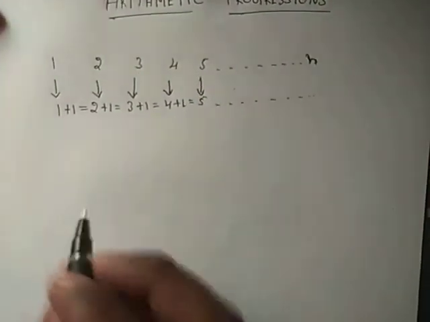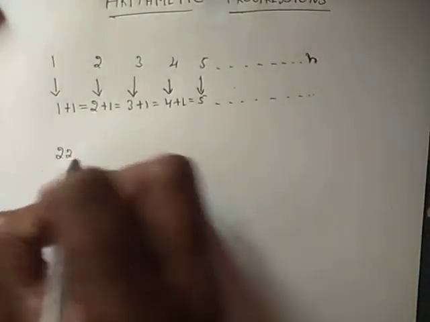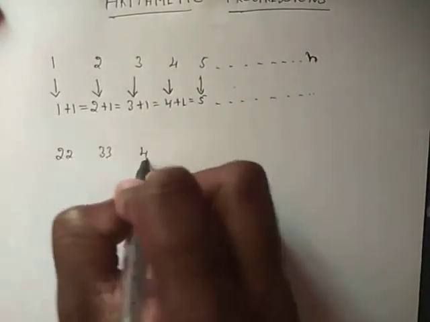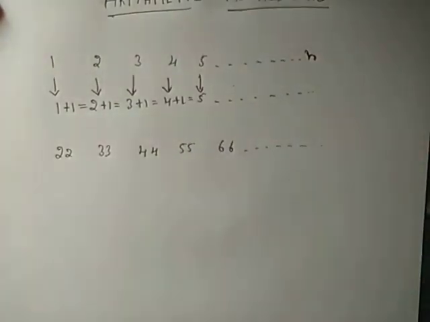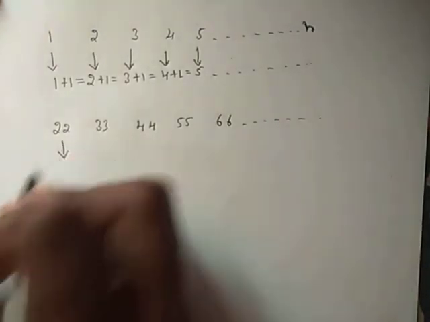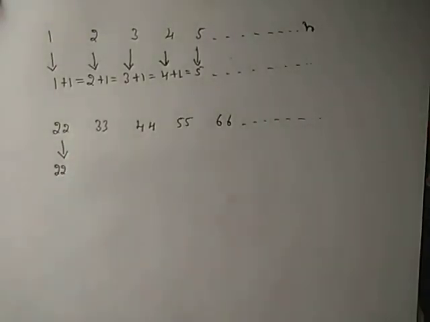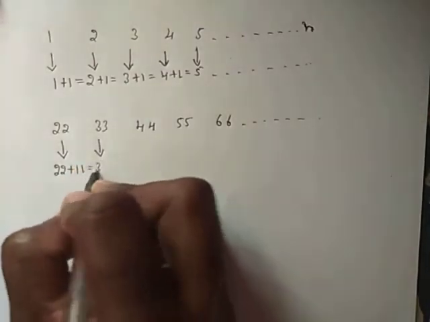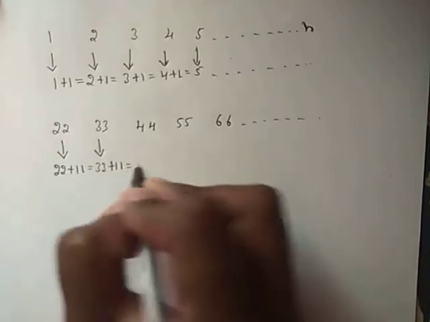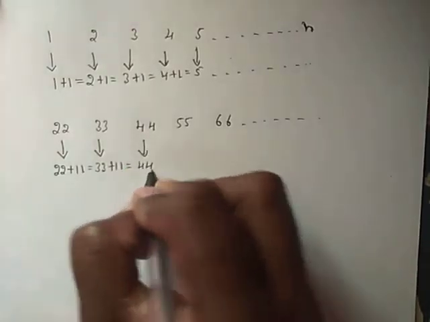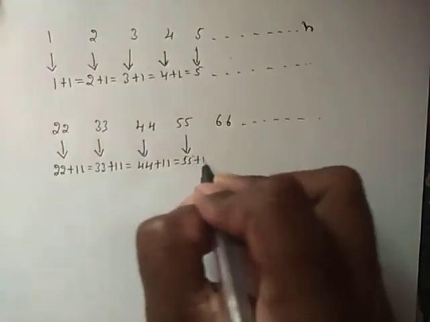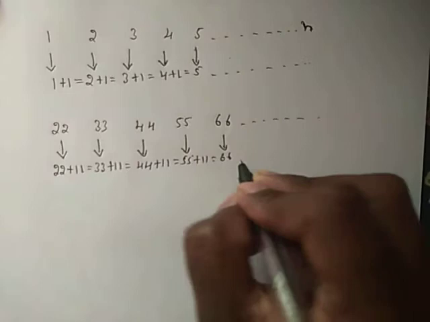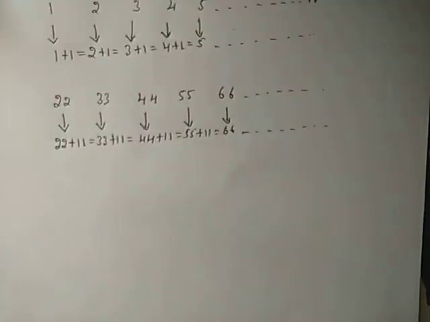Let's take another example: 22, 33, 44, 55, 66 and so on. Here the first term is 22. If we add 11 to this 22, we get the next term, and if we add another 11, we get the third term. If we add 11, we get the fourth term, and if we add 11, we get the fifth term, and it continues like this.